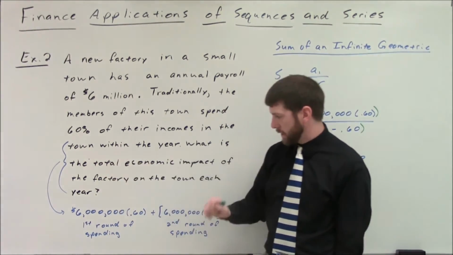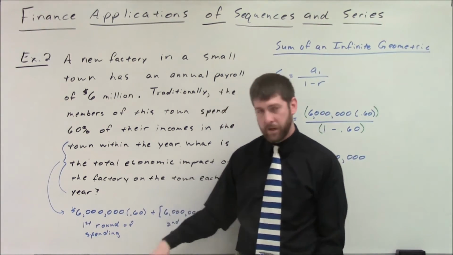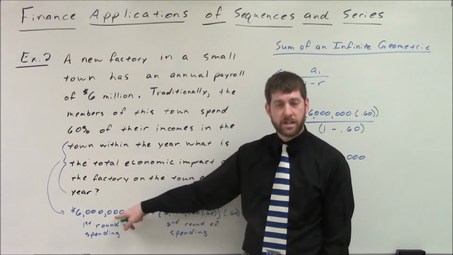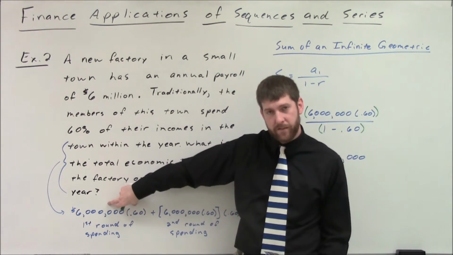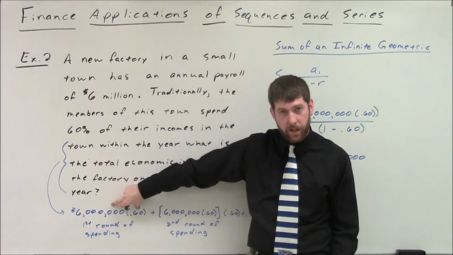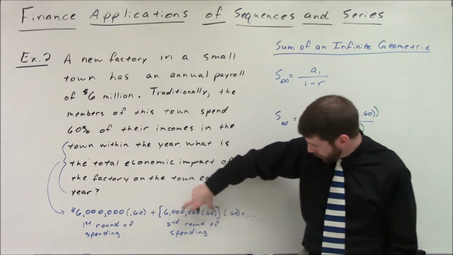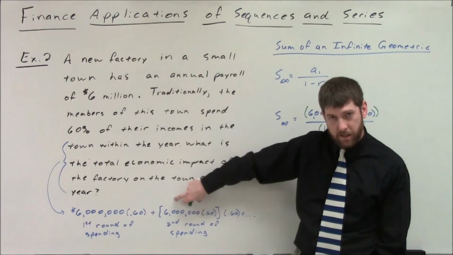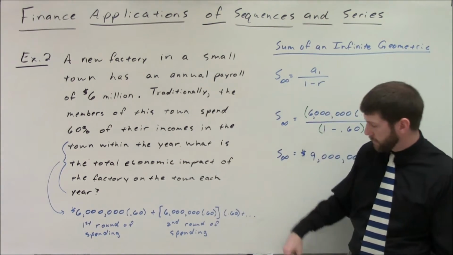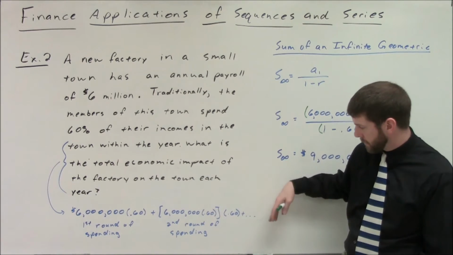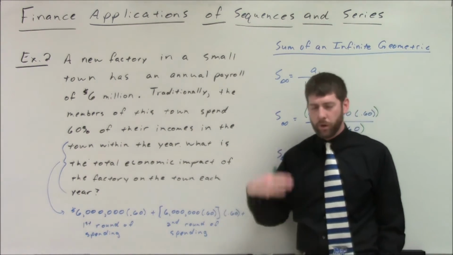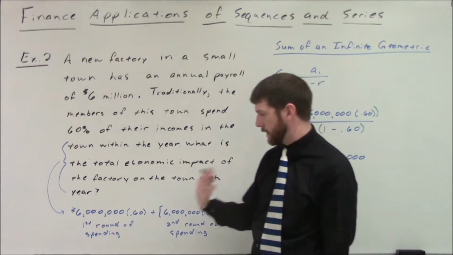So what we get is, on that first round of spending off the $6 million, 60% of it gets spent. So that's how much was spent inside the town off the first go around. Now, this amount of money was spent inside the town. Well, we're going to take 60% of that and then spend it back inside the town. So the second round of spending. And then the third round of spending, we would take 60% of this and spend it in the town. So we're using the money again and again and again.